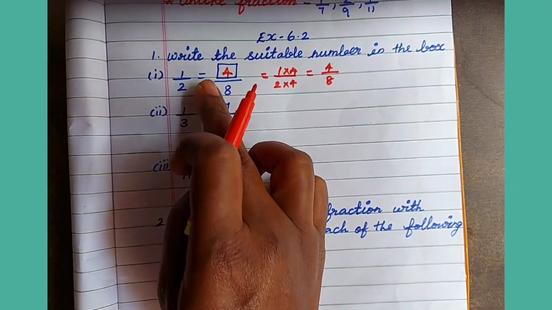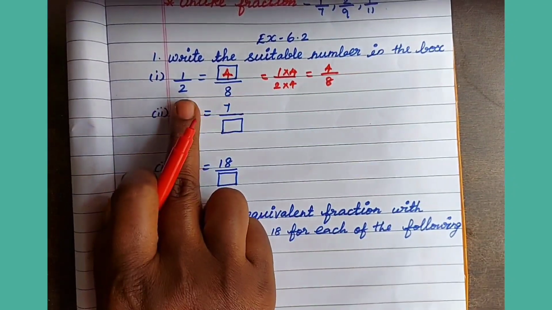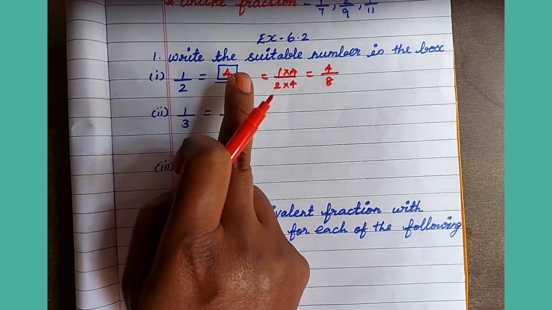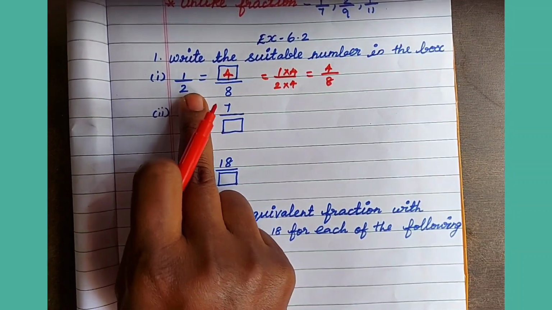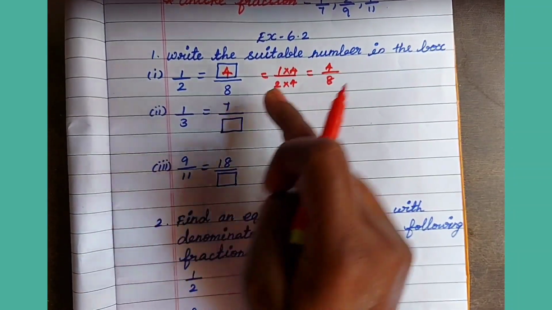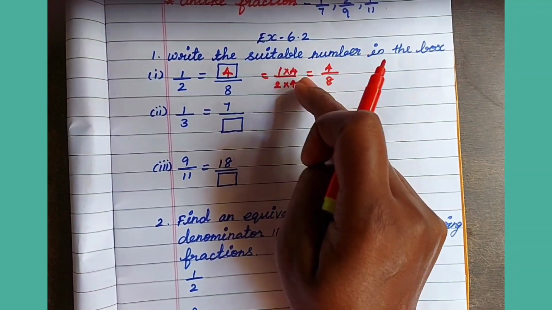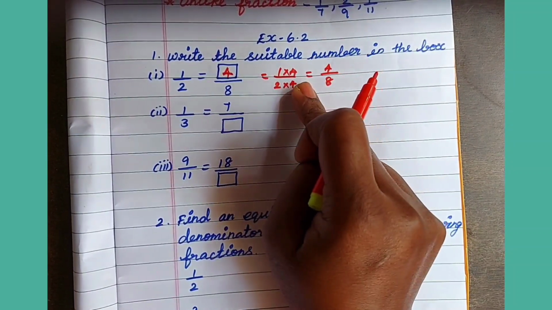So 1 by 2 is equal to 4 by 8. That means 1 into 4 we get 4, 2 into 4 we get 8. So the same number we have to multiply to numerator and denominator.